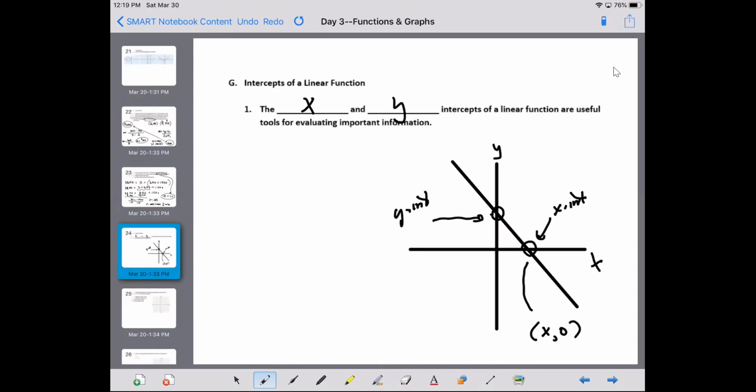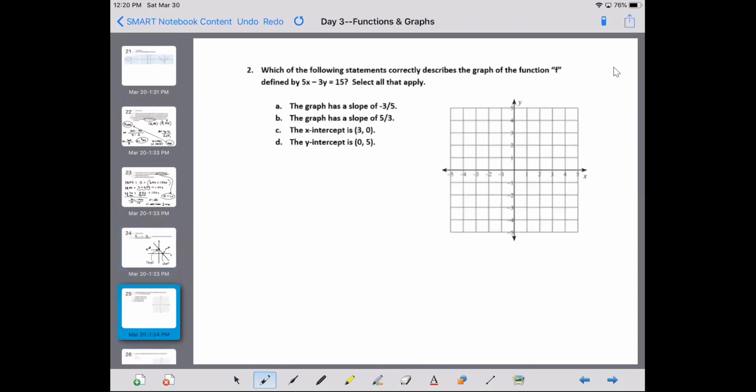And then your y-intercept, notice you'll have 0 for your x and some y value. That could be either positive or negative for the y. That would be either positive or negative for your x. So here's a question that says, defined by the equation 5x minus 3y is equal to 15. Which of these four properly describe what's going on?